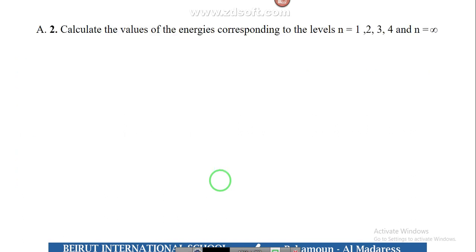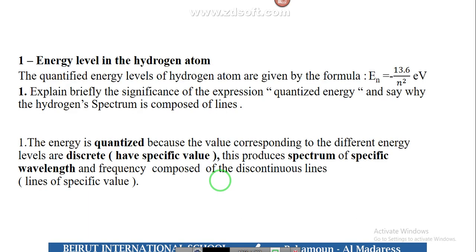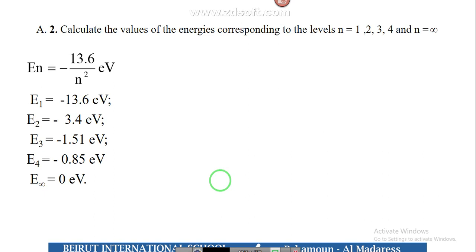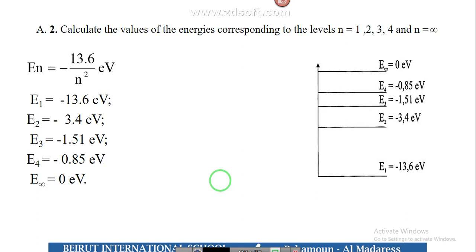Then, the second question, he wants us to calculate the values of the energies corresponding to the levels n equal 1, 2, 3, 4, and n equal to infinity. A reminder, we are given the formula En equal to minus 13.6 divided by n squared electron volt. So we replace n by its value. We get the following values as stated in the lecture, and we have this figure always.